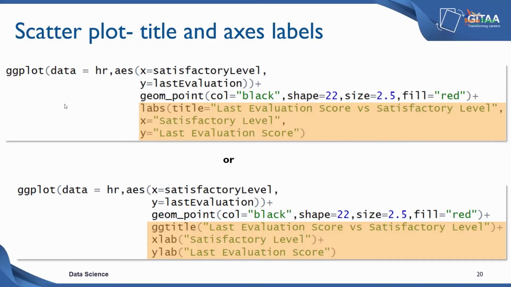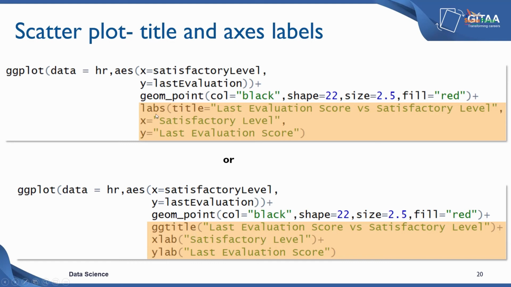So now let's see how to add a title and axis label to the scatter plot. Now for any plot, you need to mention the title and the axis labels, and that's because it gives a description to the plot. We need to understand what are the parameters that we are plotting on the x and the y axis, and what is the title. So there are two ways to add a title and axis label to a plot. One is using the labs function and the other is using the ggtitle. So let's see how to do it with each of these functions first.